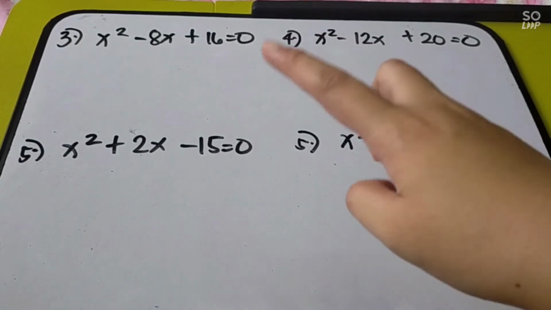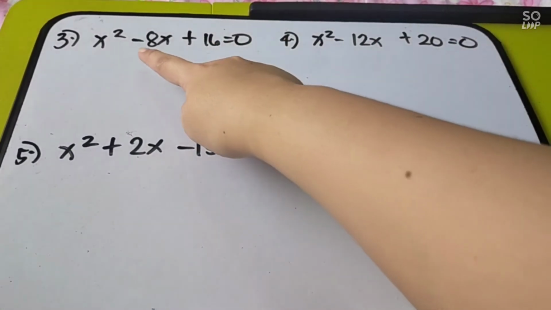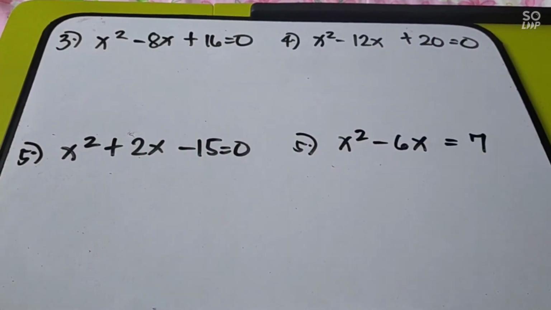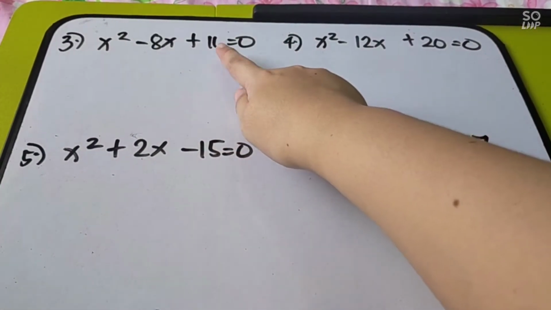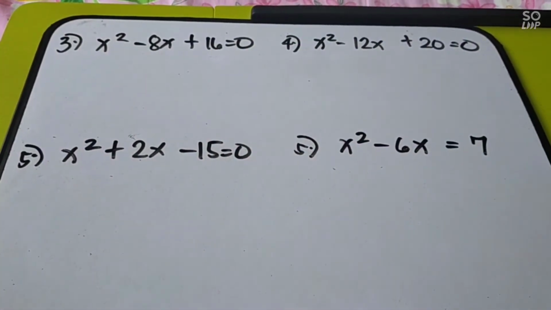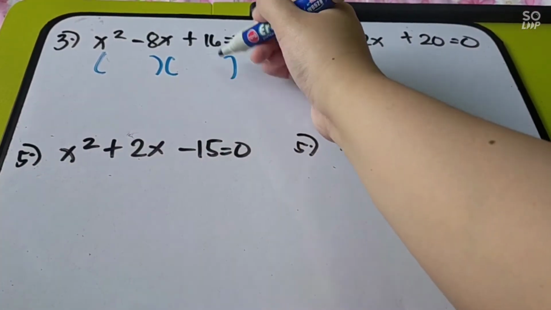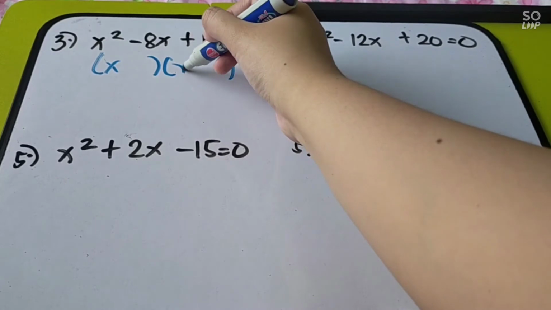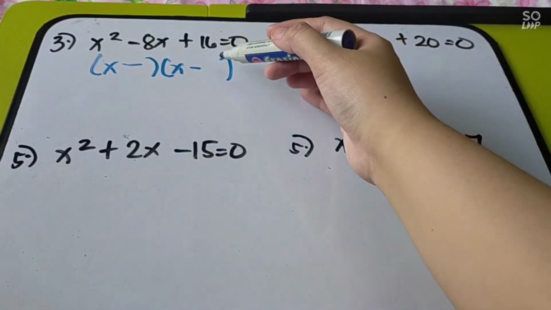Number 3, x squared minus 8x plus 16 equals to 0. As you can see dito, ito yung may negative, yung second. Diba sabi ko kanina, kapag negative ay yung linear, then positive yung constant term, dapat ang inyong factors ay parehas na negative. So, we have here x and x, then should be both negative. Now, let us have the factors of 16.